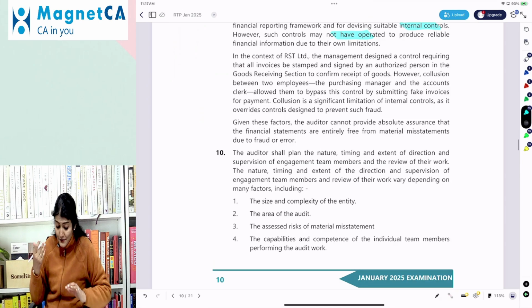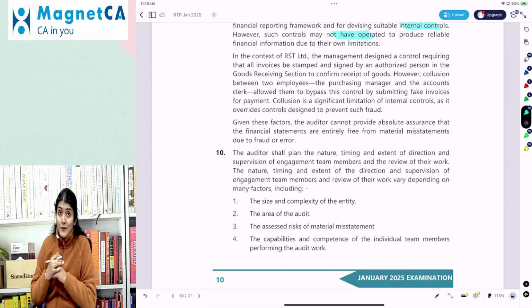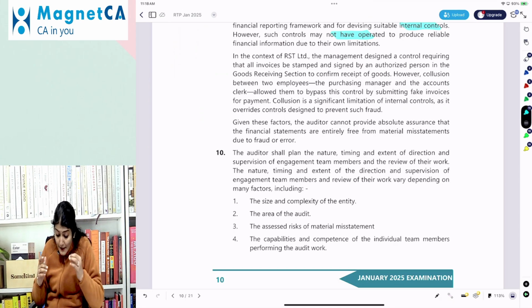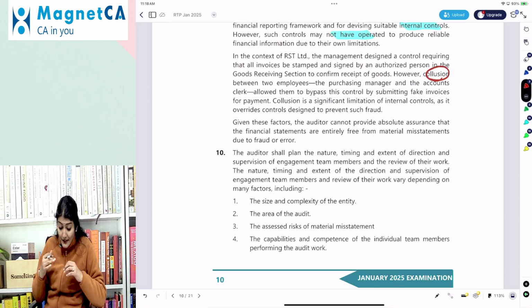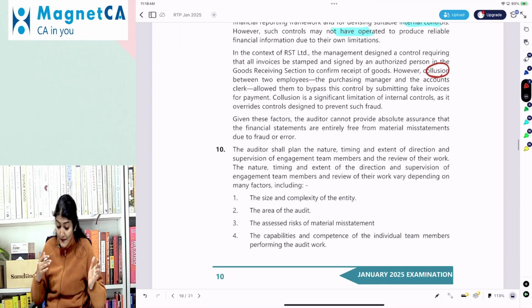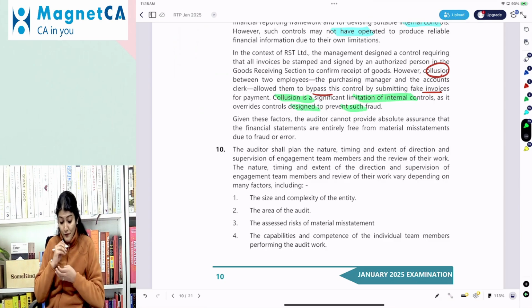Okay, in the context of RST Limited, the management designed a control requiring that all invoices be stamped and signed by an authorized person in the goods receiving section to confirm receipt of goods. However, collusion between two employees, oh my God, we've hit the target correct. With collusion between two employees, the purchase manager and the accounts clerk allowed them to bypass this control by submitting the fake invoices for the payment. Collusion is a significant limitation of internal control as it overrides control designed to prevent such fraud.